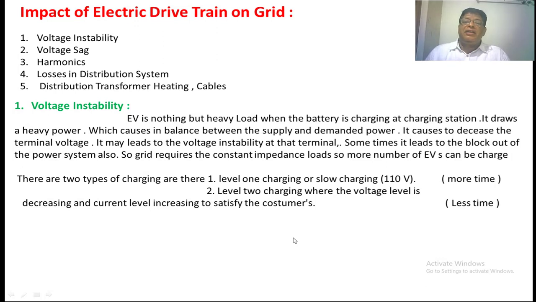Customers are demanding fast charging. So whenever we want to charge the battery very fast, we have to decrease the voltage so that the current will increase for a given amount of power. So the battery will be charged very fast, but it is affecting the grid.